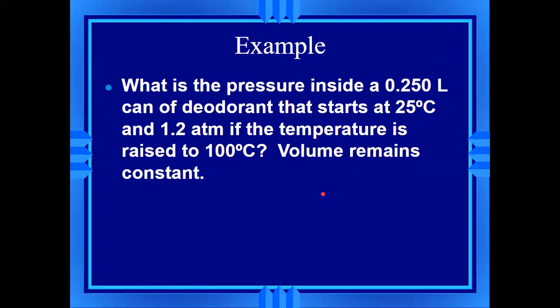So let's do a practice problem. What is the pressure inside a 0.25 liter can of deodorant? It starts at 25 degrees Celsius and 1.2 atmospheres if the temperature is raised to 100 degrees Celsius. And in this case, the volume is going to remain constant.